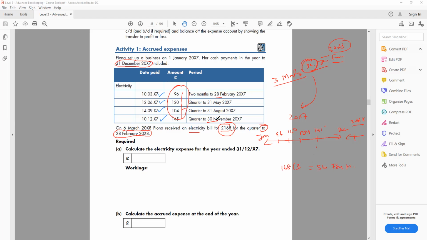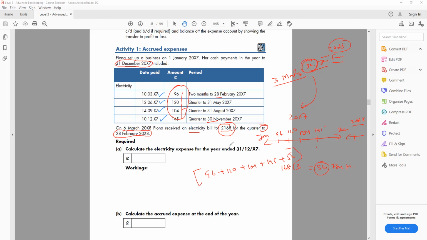So that means within this amount, that is 96 plus 120 plus 104 plus 145 plus we need to bring this 56, because this 56 is relevant to this year 2007, even though the invoice is received next year, February 2008. But the expense, I have to bring it back, because this expense is relevant to this year.